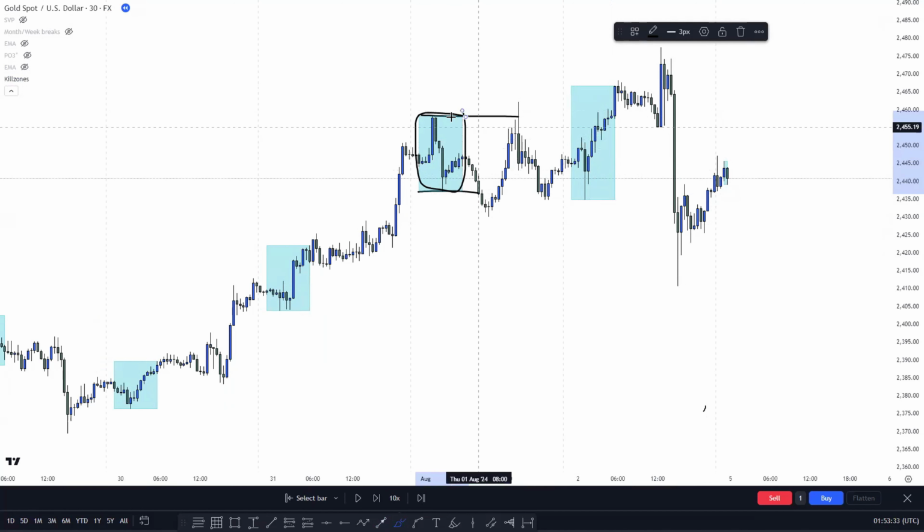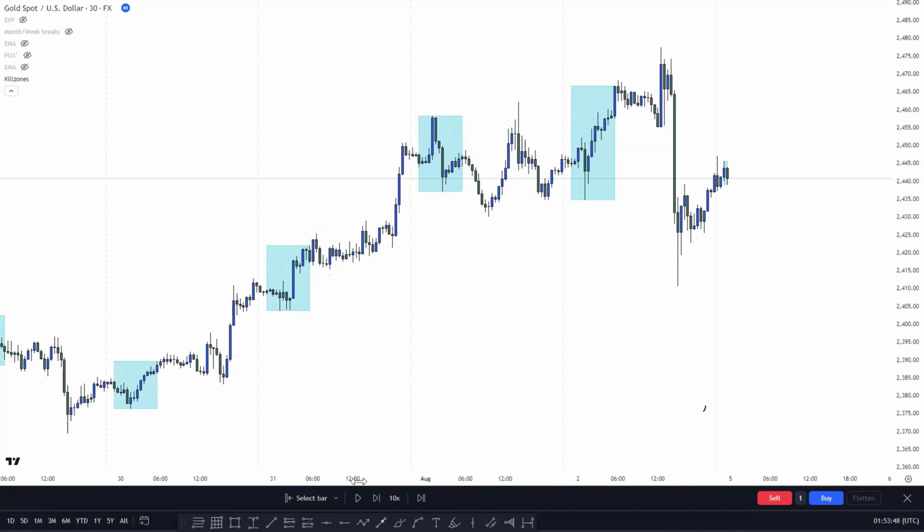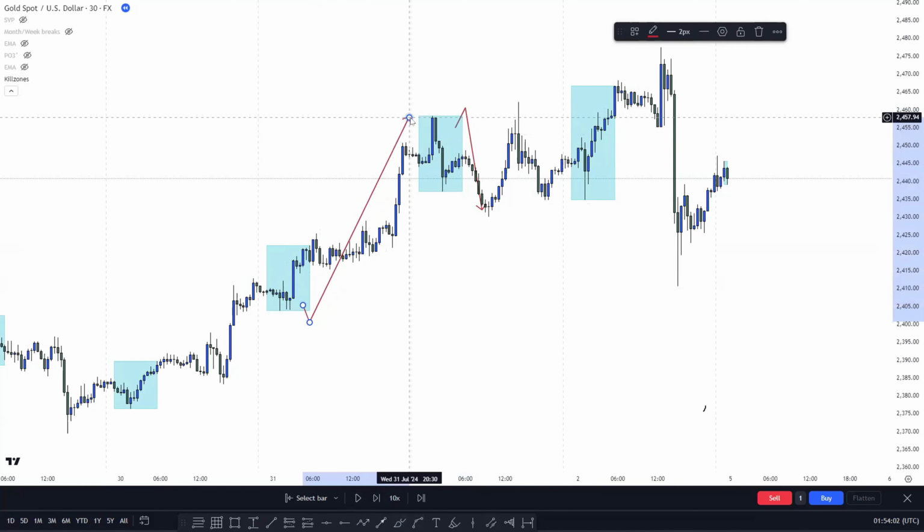What we are going to do is we want price to sweep either side of this Asian high or low liquidity. Then we take an entry to the opposing liquidity. So we wait until price takes liquidity above any of these highs, then we target price to the opposing liquidity. Or when price takes liquidity below this low, then we take an entry to the opposing liquidity.